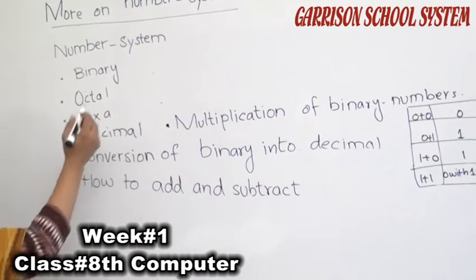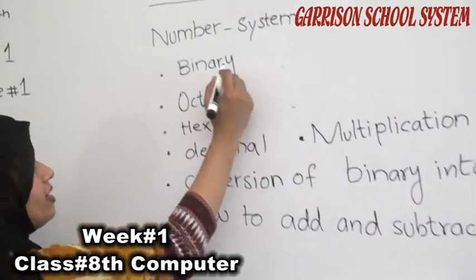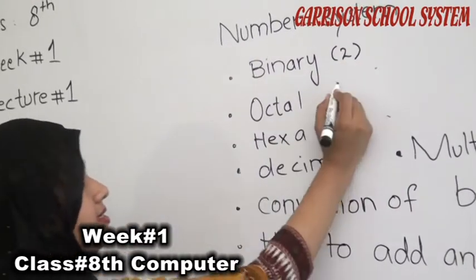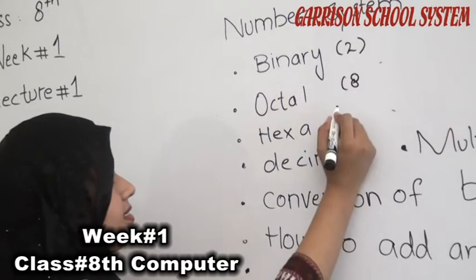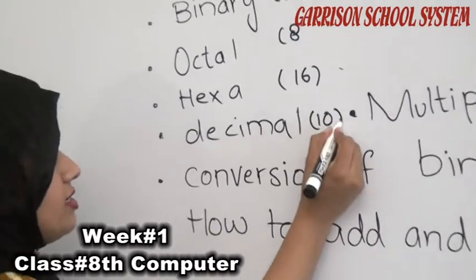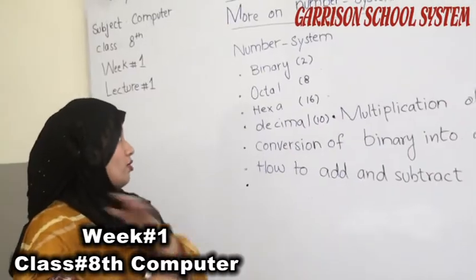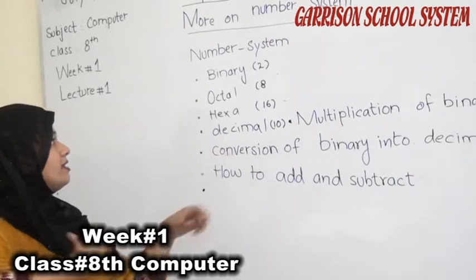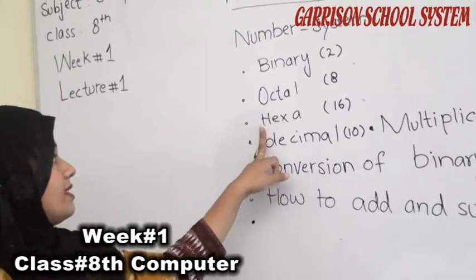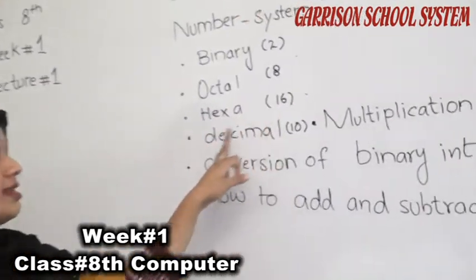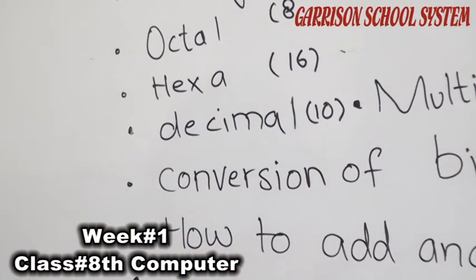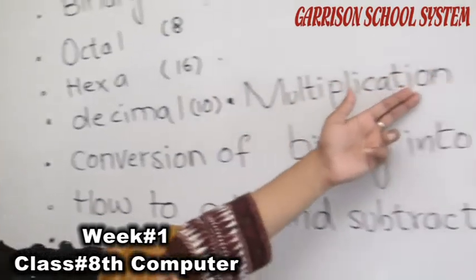The base of binary number system is 2. Octal is 8. Hexa is 16. And decimal is 10. So in this unit we know about the number systems. One is binary, the base of 2. Second is octal, the base of 8. Third is hexa, the base of 16. Fourth is decimal, the base of 10. We also learn the multiplication of binary numbers.